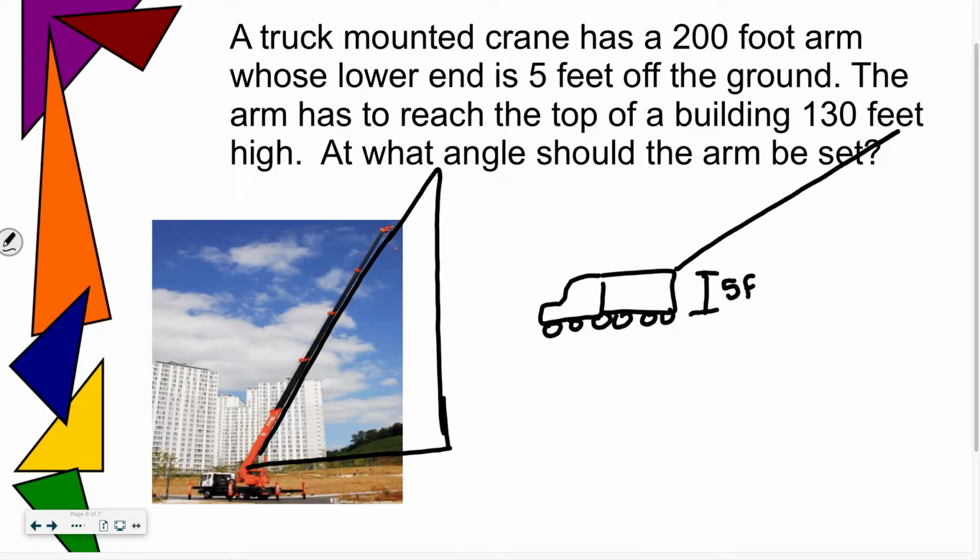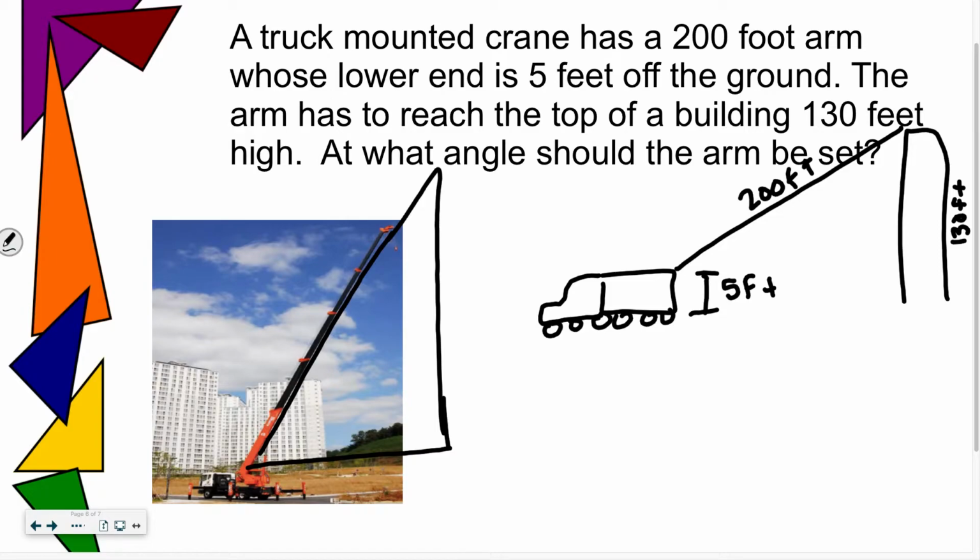The truck-mounted crane has a 200-foot arm. So that's this arm right here, right? Okay, the arm of the crane is 200 feet, and its lower end is 5 feet off the ground. So the arm of the crane isn't coming from the ground, it's coming from the base of the truck, or from the bed of the truck. And we need it to reach the top of a building over here where the building is 130 feet tall.